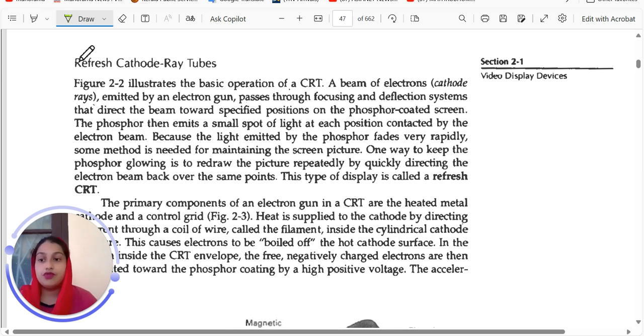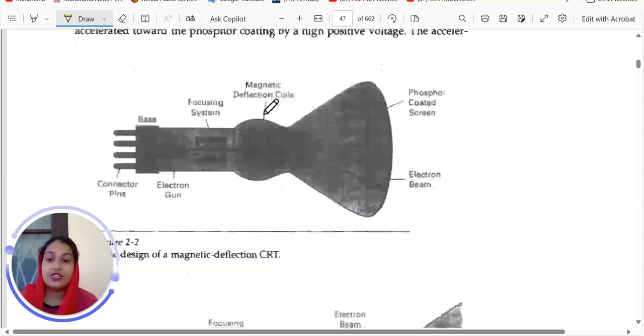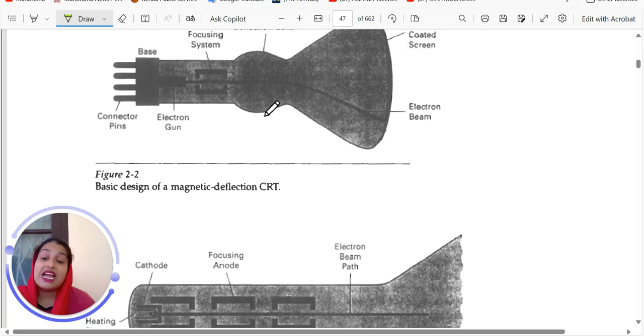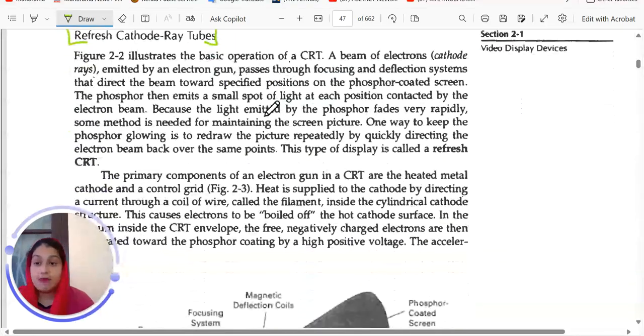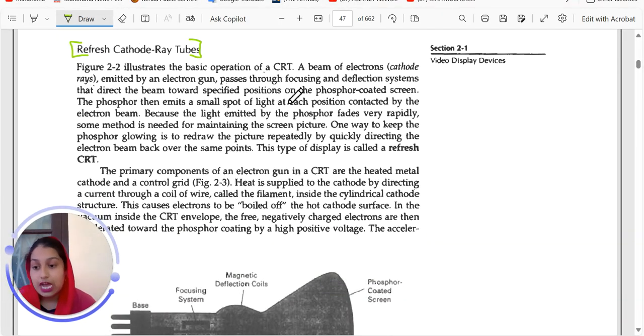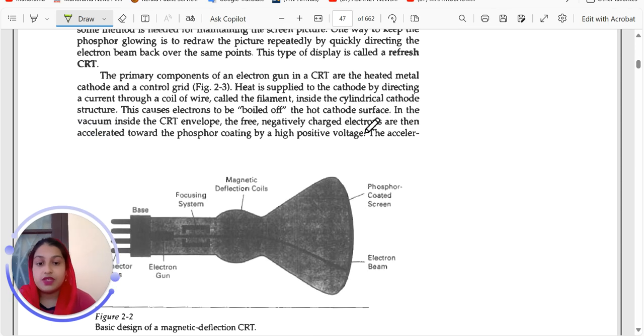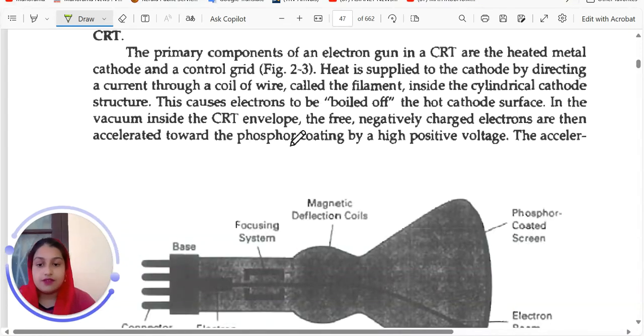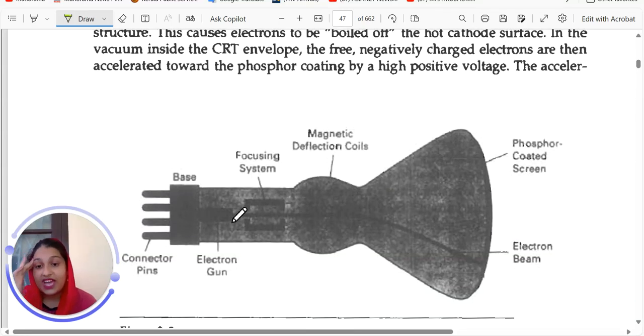Now moving on, we have the subheading refresh cathode ray tube. We have a figure of the refresh cathode ray tube. This is the magnetic deflection CRT, basic design for the magnetic deflection. This figure illustrates the basic operation of a cathode ray tube. If you have noticed, we have connector pins over here. The connector pins are attached to a base.